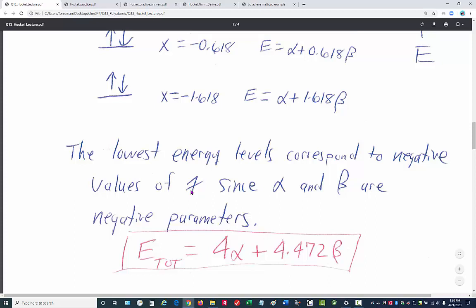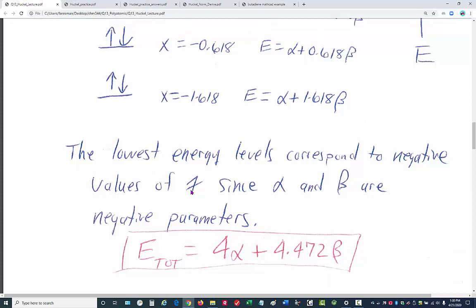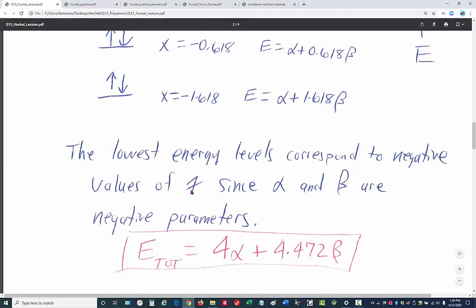Well, it's 4 alpha plus, and then if you add up all of these, 4.472 beta. Try that on your own. Make sure you see where that's coming from. But we've got 2 electrons in the lowest orbital, so it's twice this energy. 2 electrons in the next to lowest orbital. So it's twice that energy. And if we add them all up, we get this.